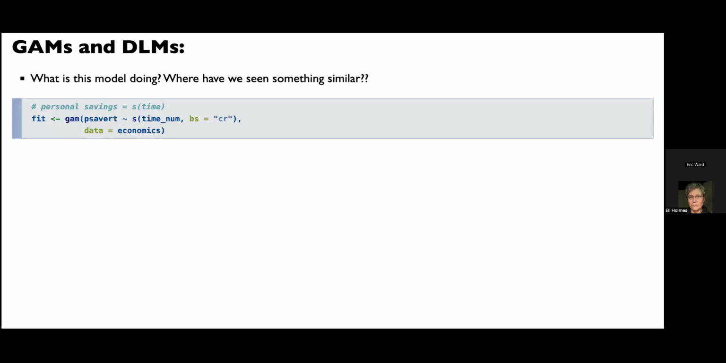Okay, so the first model here is going to be fit where we're just going to model personal savings, and we're going to include a smooth or a spline on time. We're not going to specify the number of basis functions. We're just going to let mgcv estimate that, or try to approximate that for us with the default. And we'll just use cubic regression basis functions.